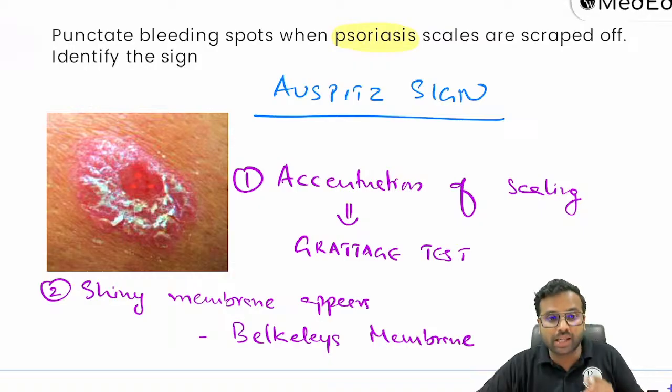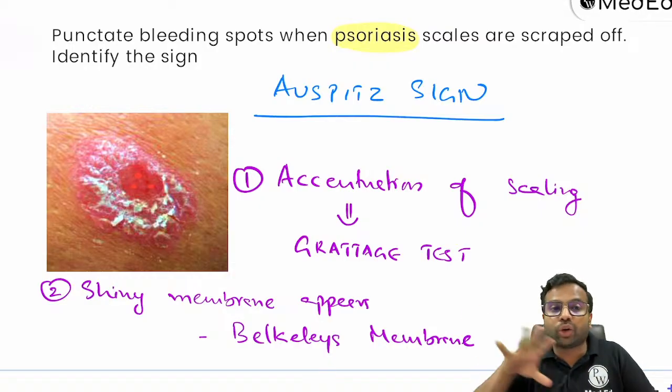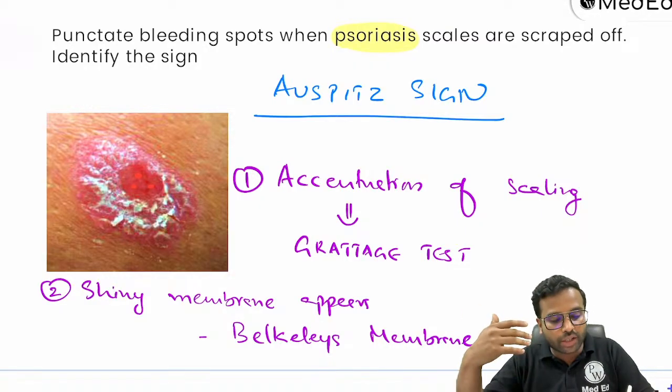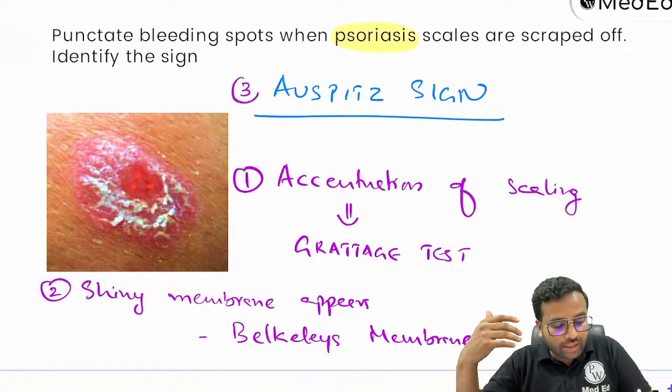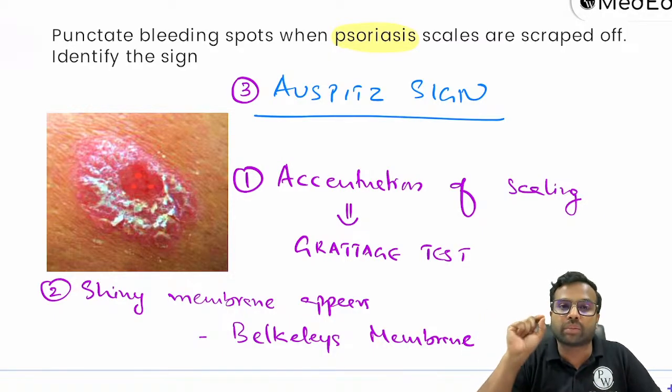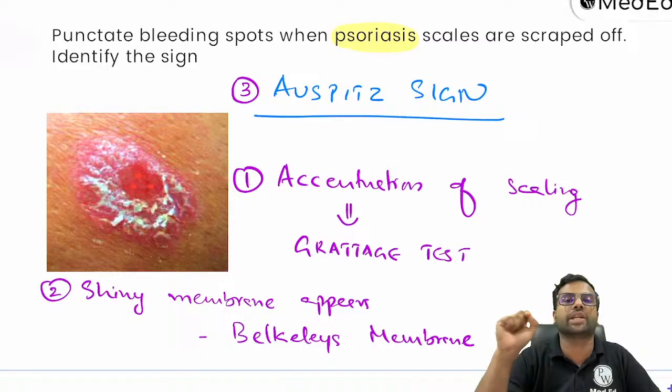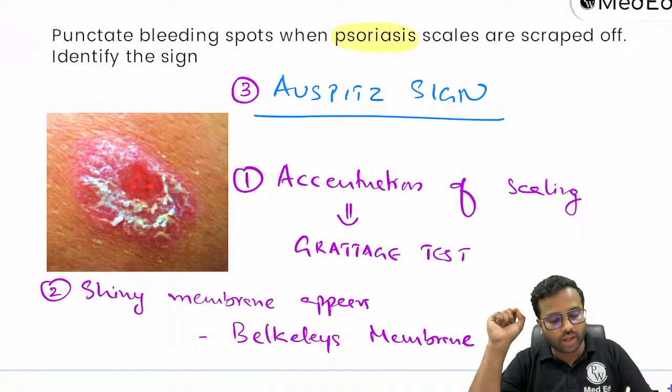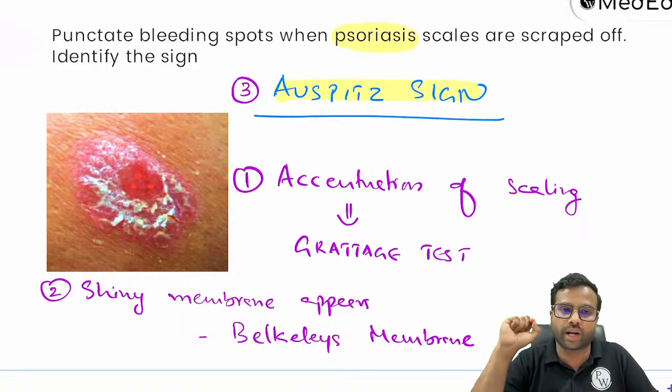So this is called Bulkley's membrane. And I don't stop there. Once I continue scraping over the lesion, that is where I can find some tiny pinpoint bleeding spots, and that is called Auspitz sign.